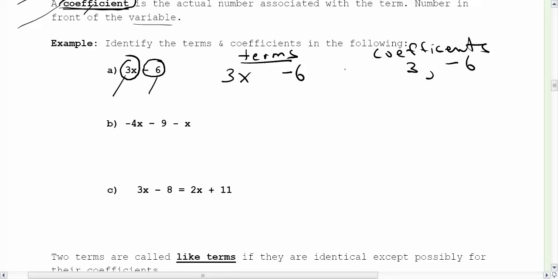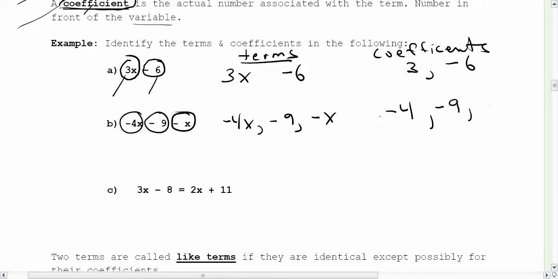Okay? Just do it. In our next one, our terms are going to be minus 4x, minus 9, and minus x. Again, terms are separated by addition and subtraction. The coefficients are the numbers minus 4, minus 9. Whoa, now what's going on here? We don't have a number in front of the x. Well, you can always multiply by 1, right? So, it's implying that there is a minus 1 in front of the x. So there are my coefficients.